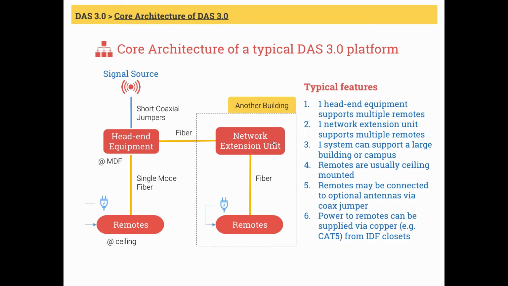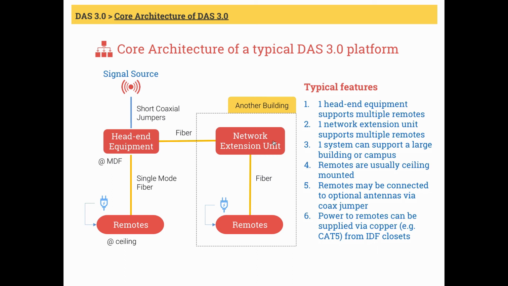So let's review the summary of the features of DAS 3.0 architecture. One, head-end equipment supports multiple remotes. We saw one network extension unit supports multiple remotes too. We saw one system can support a large building or multiple buildings in a campus.